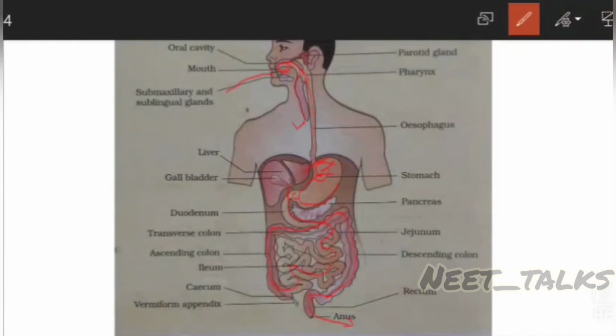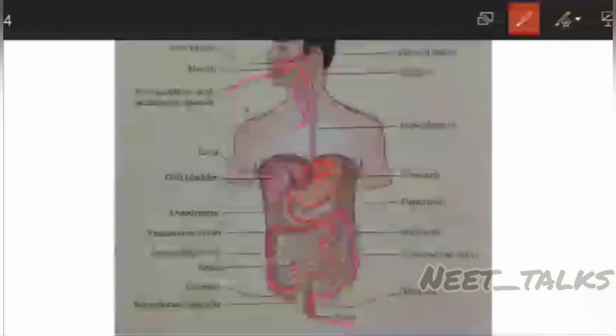Now in the next part of this digestion and absorption chapter, we will be discussing the wall of the alimentary canal, the modification of the wall at the various parts, and the digestive glands present in the various parts of the alimentary canal wall.